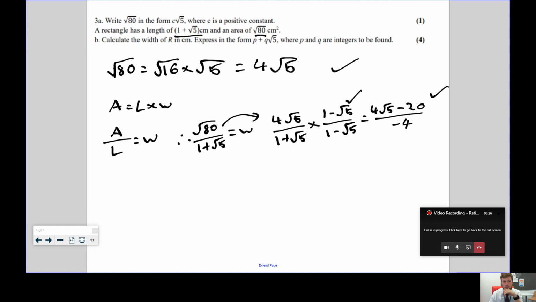As we can see, the numerator is all a multiple of 4, so I'm going to divide through by this negative 4. So 4 root 5 divided by negative 4 is going to be negative root 5, and negative 20 divided by negative 4 is going to be positive 5. And I'm just going to make that look a little bit prettier by putting 5 take away root 5.